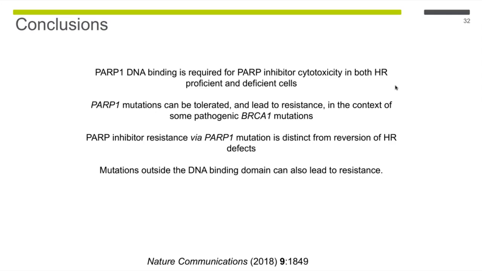And finally, from this last part of the talk, I showed that although the zinc finger domains are very important in mediating DNA binding and trapping, there are actually several significant clusters of mutations outside the DNA binding domain that can also affect trapping and affect resistance. And we think those are involved in transmitting the activation signal to the catalytic domain. But there are also other interesting clusters here, which we're now interested in looking at further.